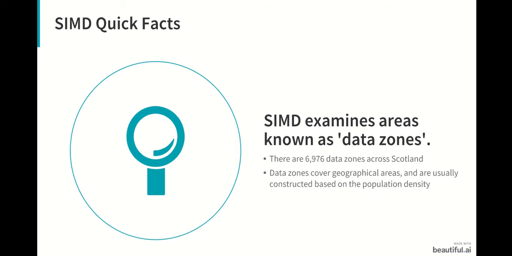SIMD examines areas known as data zones. There are over 6,000 data zones in Scotland, and these are geographical units which are typically linked to postcodes. The size of a data zone is associated with the population density of that area, and that's why data zones tend to be larger in rural areas than urban ones.